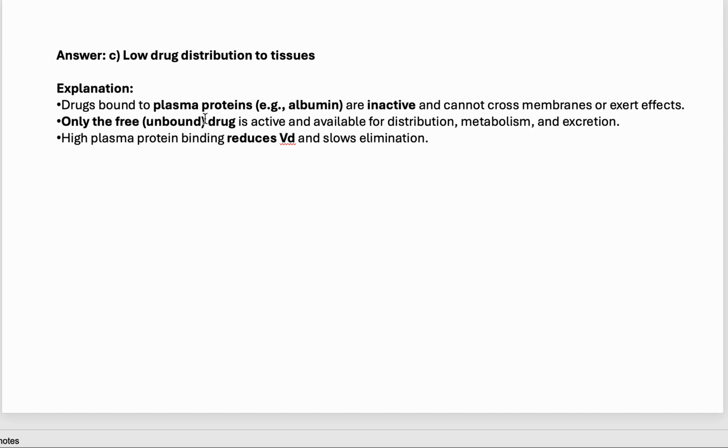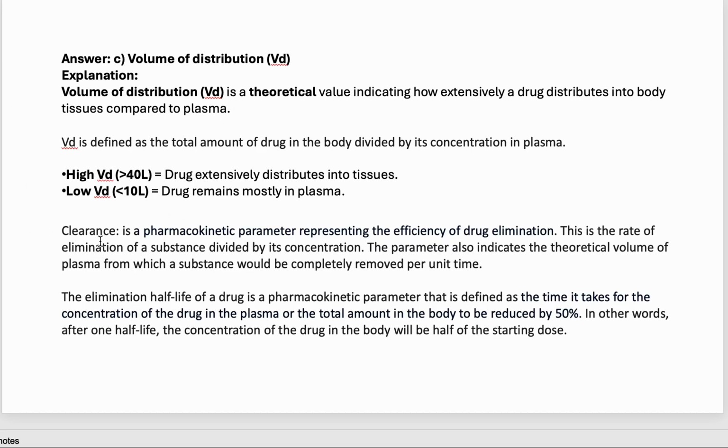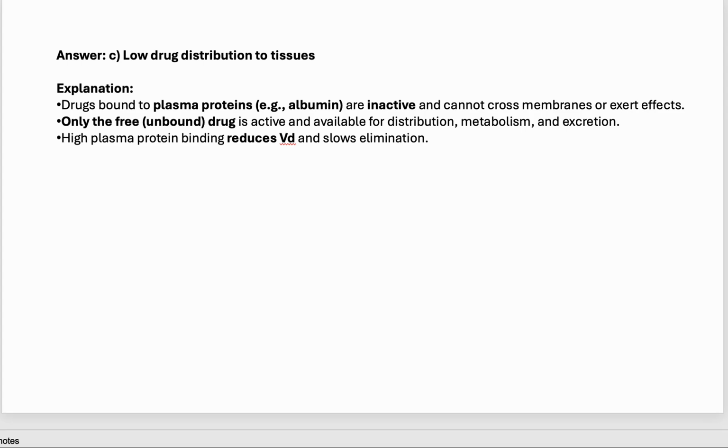High plasma protein, we discussed this in this case, right? So if it has high VD, that means the drug is extensively distributed into the tissue. If it has low VD, that means it remains mostly in the plasma. It has less tendency to roam around in the body, and if it's roaming less, it is working less, and it has lower probability of reaching the target and doing its work. Is that clear? Perfect.